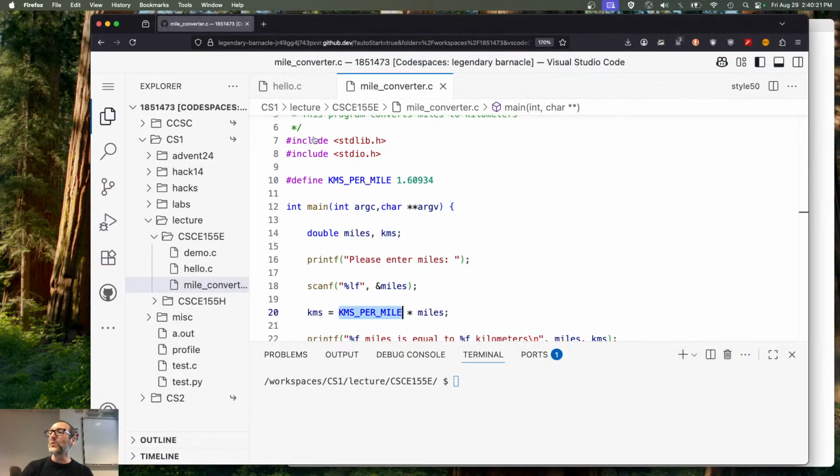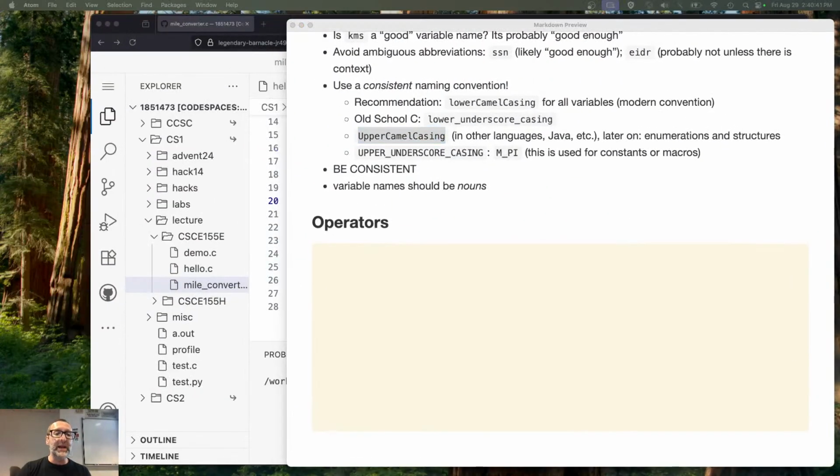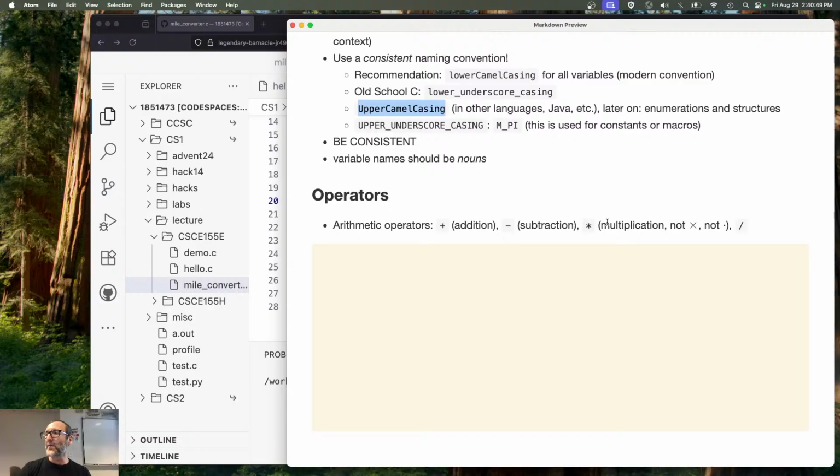Now we can jump down to line 19 here, where we were actually computing something. We took kilometers per mile, which was 1.6 something, and we multiplied it by the number of miles that we read in from the user. This is our multiplication operator, right? And we have these basic operators, right? For example, we have addition, subtraction, multiplication, like I already just said, and we have division, right? I should have said division, so I need to put in division there. Division, right? Now, addition and subtraction, those are pretty straightforward, right?